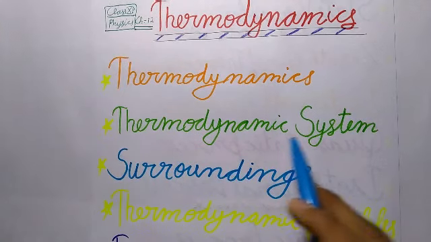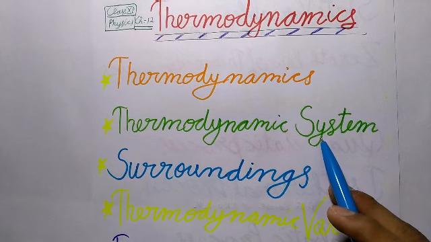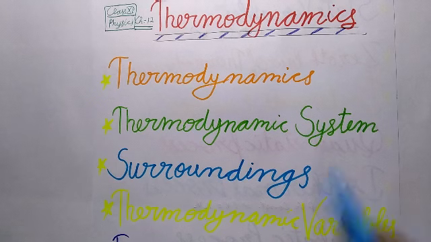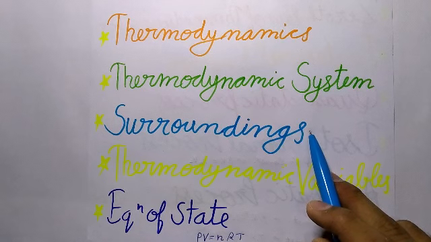Next is thermodynamic system, an assembly of a very large number of particles having a certain value of pressure, volume and temperature is called a thermodynamic system. Surroundings. Everything outside the system which can have a direct effect on the system is called its surrounding.